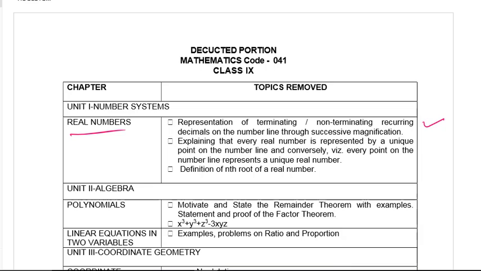Now the second topic which is deleted is explaining that every real number is represented by a unique point on the number line, and conversely every point on the number line represents a unique real number. And third, definition of nth root of a real number. So these three topics are removed from the syllabus.